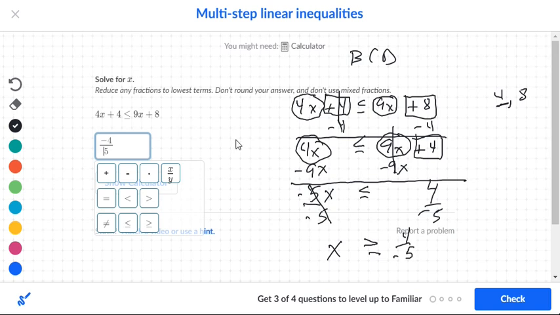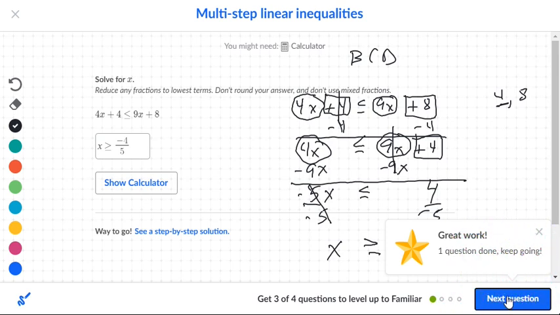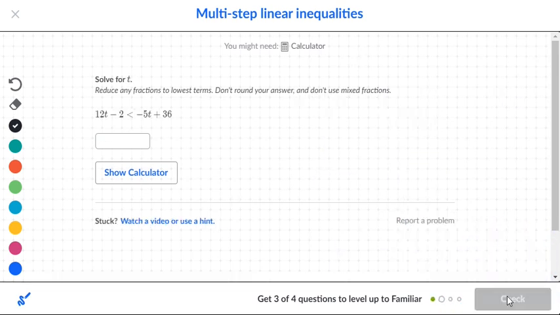Now let me go ahead and also put in the front part of it too. So I need to put the complete inequality, not just the number answer. So we're going to have x, and we're going to use this sign here. So we have that x is greater than negative 4 over 5. Let's go to the next question.